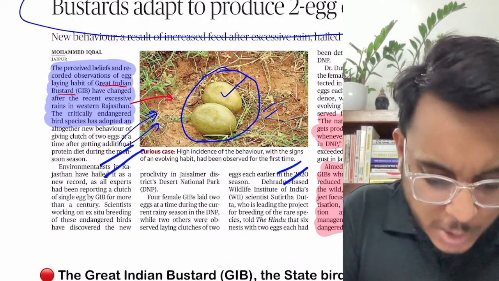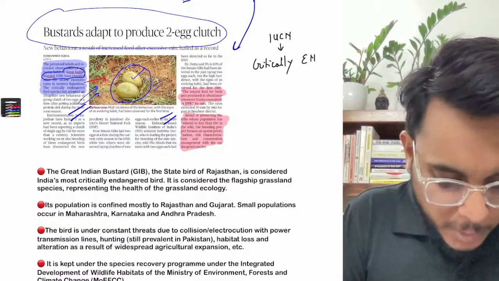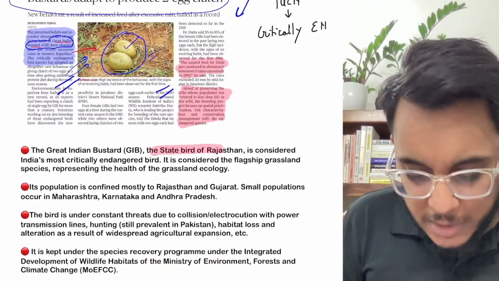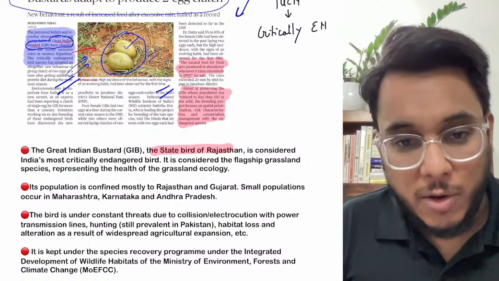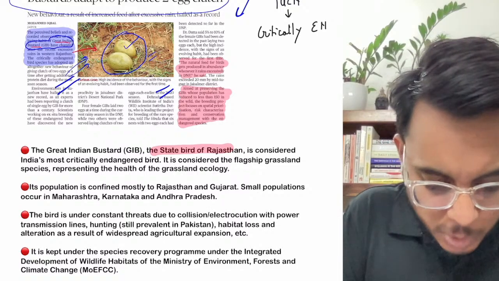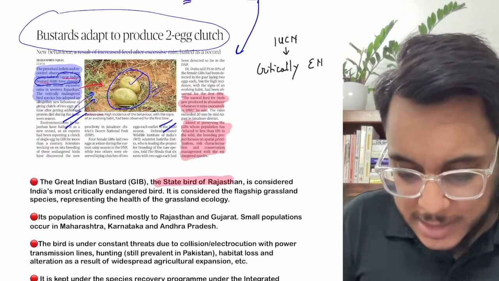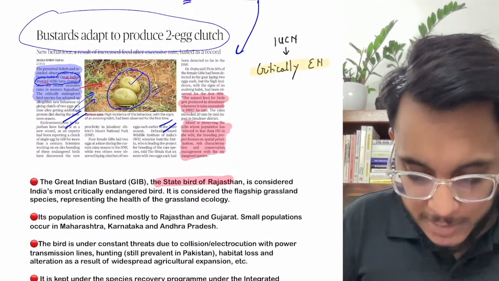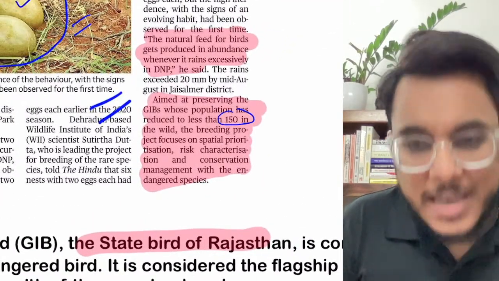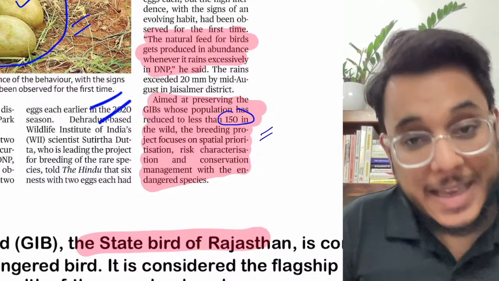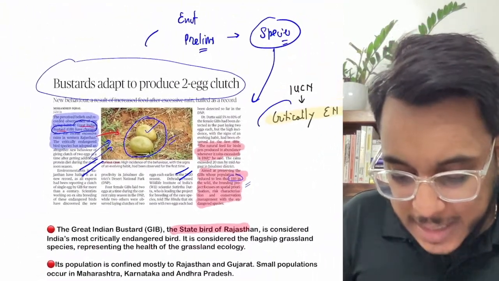But firstly, let's know about this Great Indian Bustard species. So guys, when we talk about the Great Indian Bustards, they are the state birds of Rajasthan, and they are actually one of the most endangered species of India. According to the IUCN Red List, they have been given the status of critically endangered. Now guys, according to the government data, there are less than 150 Great Indian Bustards in the wild, less than 150 members. So they are critically endangered.